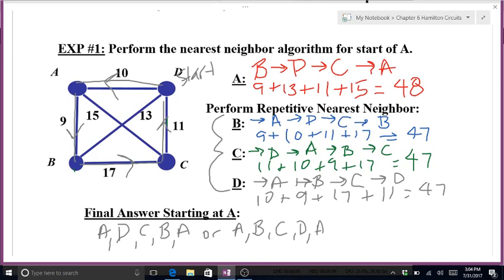And if you tried to do that with the last one as well, it actually comes out to be the same exact route as when you started with C. If you just reorder that one, it goes A, B, C, D, and back to A. So your final answer starting at A has to be one of these two choices, and it has a grand weight of 47.